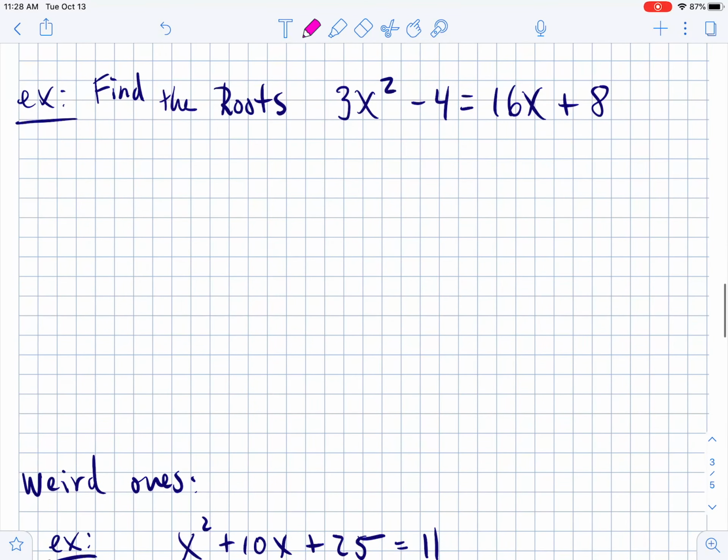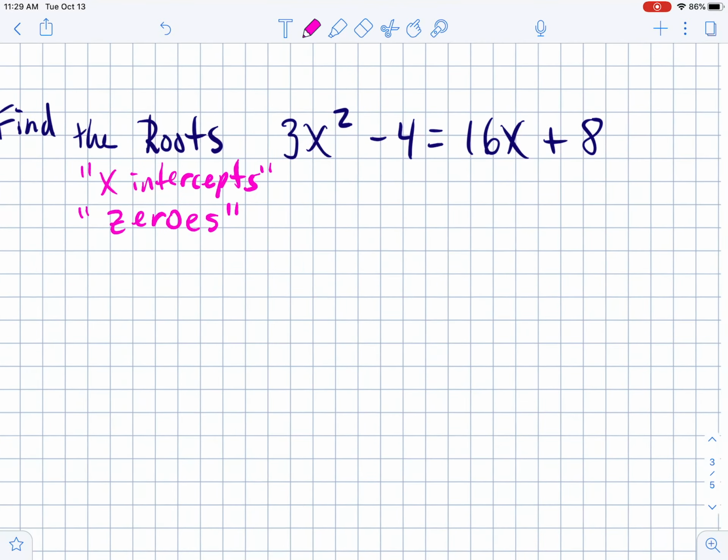A couple more problems for you guys. Find the roots. The roots is also a way of saying the x-intercepts, but you're not going to graph it. We're going to use algebra. Or the zeros. That's another way to say the roots. Does zeros have an E on the end? I don't know.